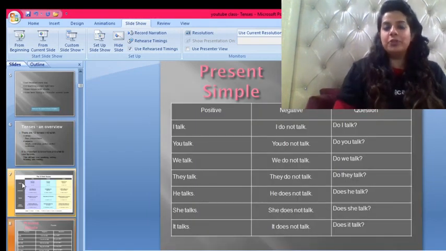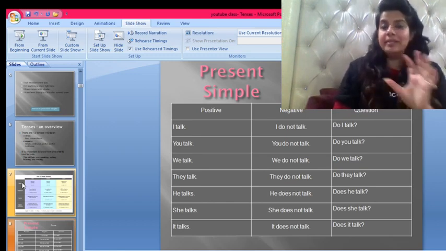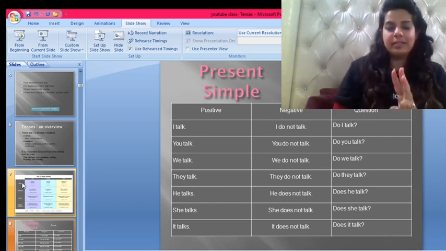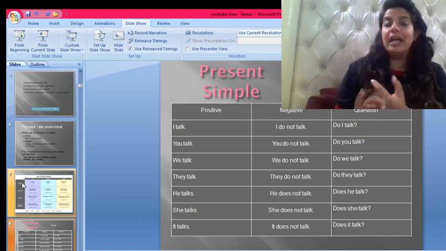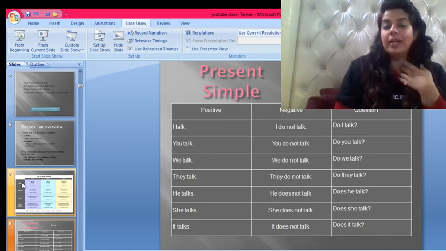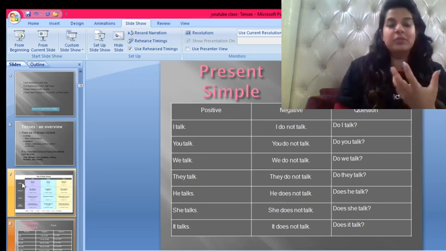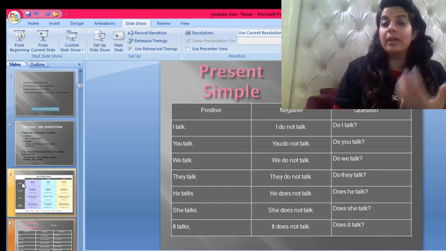Now, let's jump on to what do we understand by present simple tense. Now we can form this tense basically in three aspects. One, the positive, the second is negative, and third is interrogative or question form. Now let's have some quick examples. I talk. I is the subject and talk is the verb. So if I'm saying I talk, it means I'm using subject plus verb.